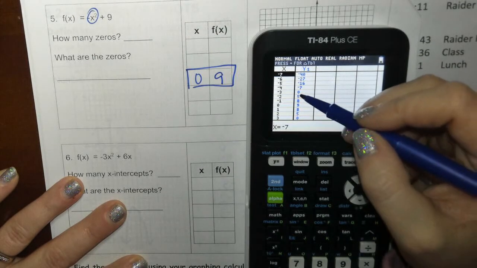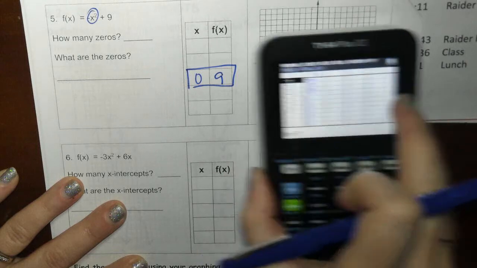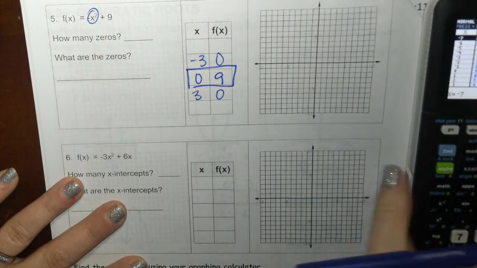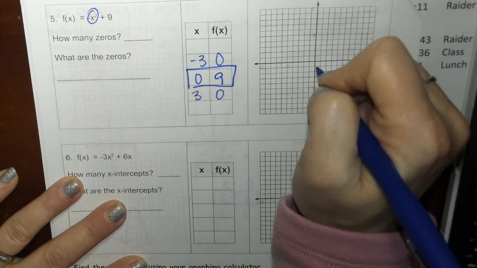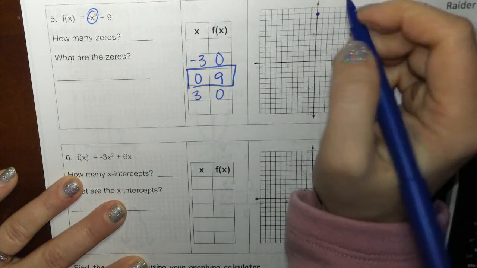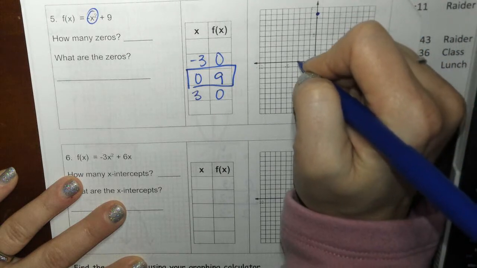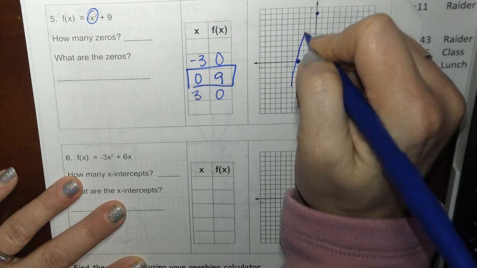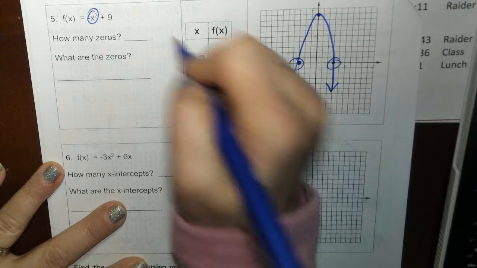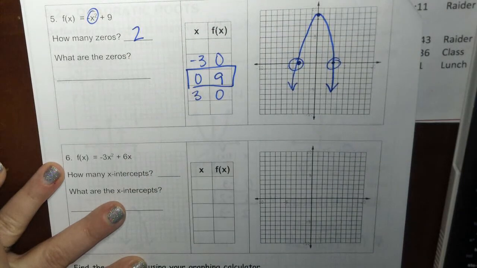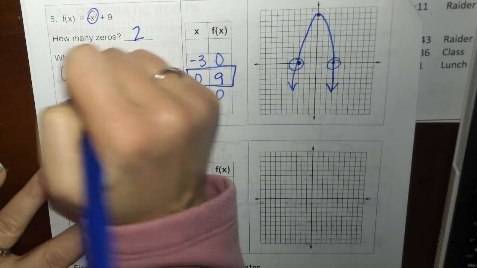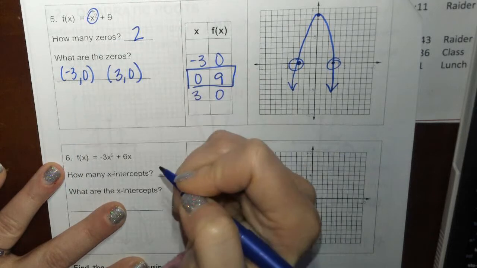And then I do have some zeros in my y values. I'm going to put those. We have a negative 3, 0 and a 3, 0. So if I were to plot those, 0, 9 would be all the way up here. And then we have negative 3, 0 and 3, 0. So my line's going to look like this. How many zeros? It crosses at 2 points on the x-axis, and the zeros are going to be negative 3, 0 and 3, 0.